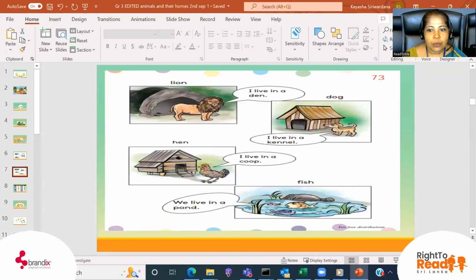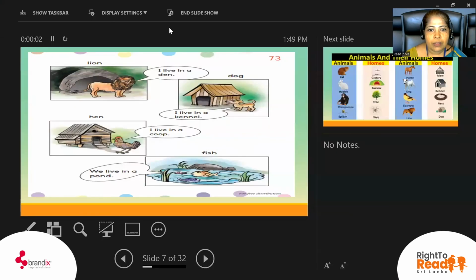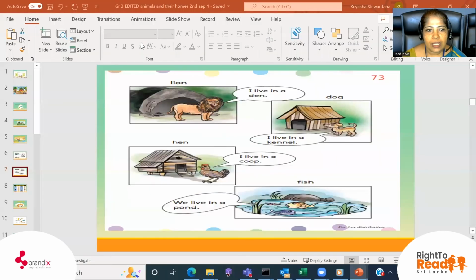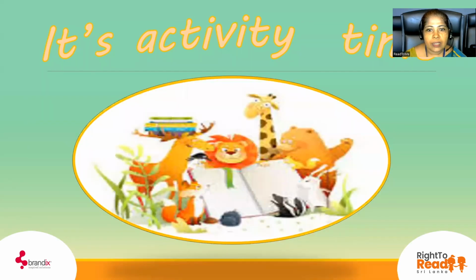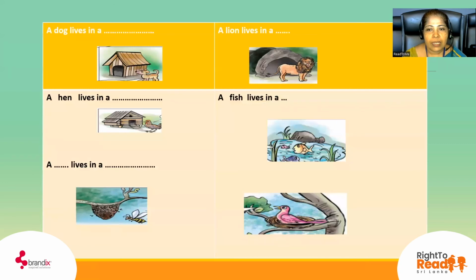Who else? Bird. Bird lives in a nest. Hen. Where does a hen live? A hen lives in a coop. How to spell coop? C-O-O-P, coop. And my next activity is I have given some pictures and you are going to fill in the blanks. And this last one doesn't have a sentence. You have to write the whole sentence.